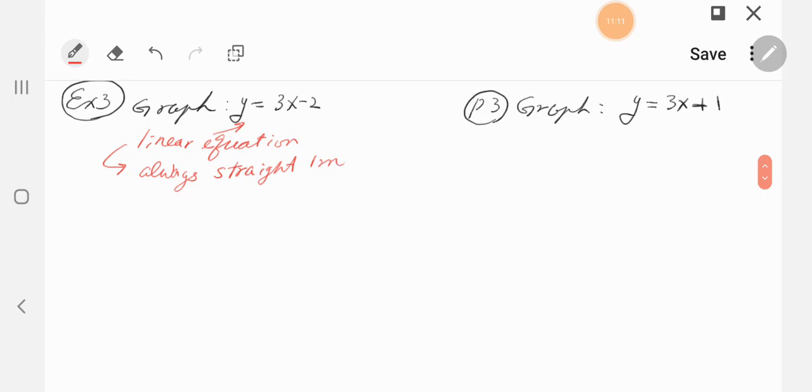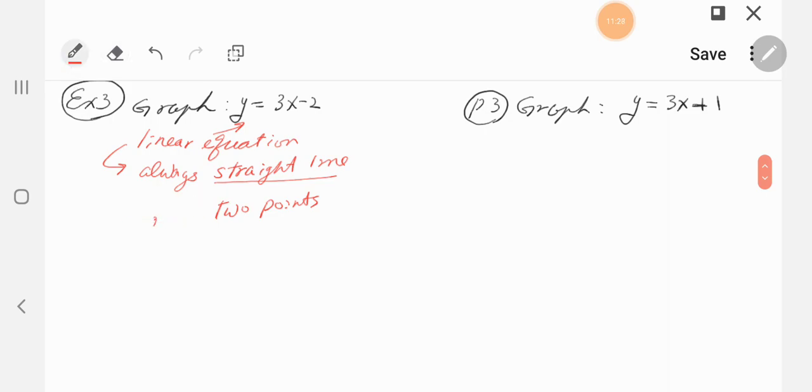Straight line. If this is a linear equation, it's always a straight line. Then how do you graph a straight line? To graph a straight line, we need 2 points, right? We need 2 points.